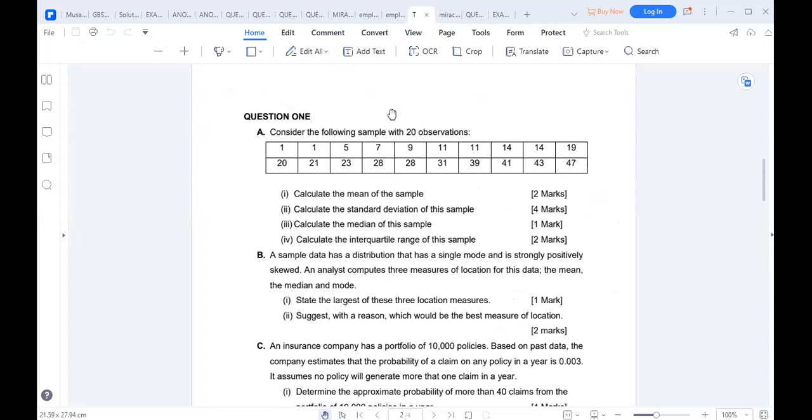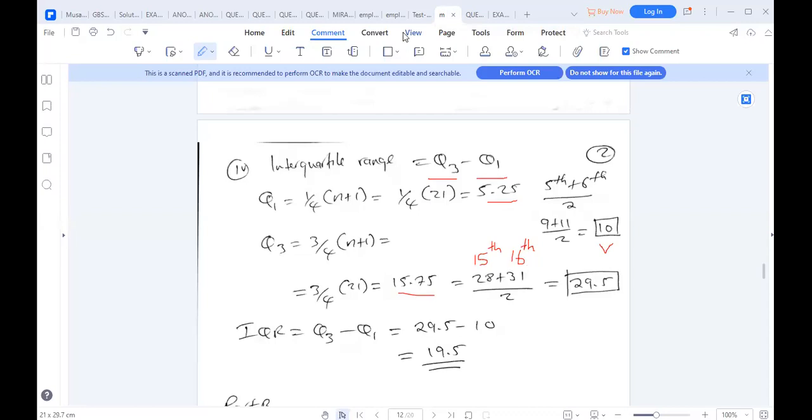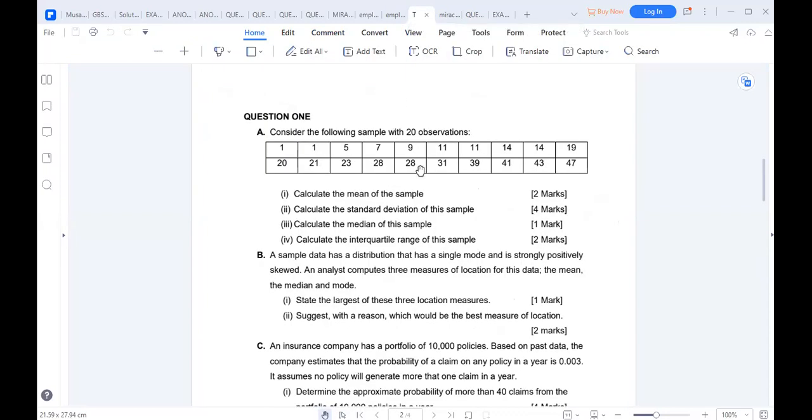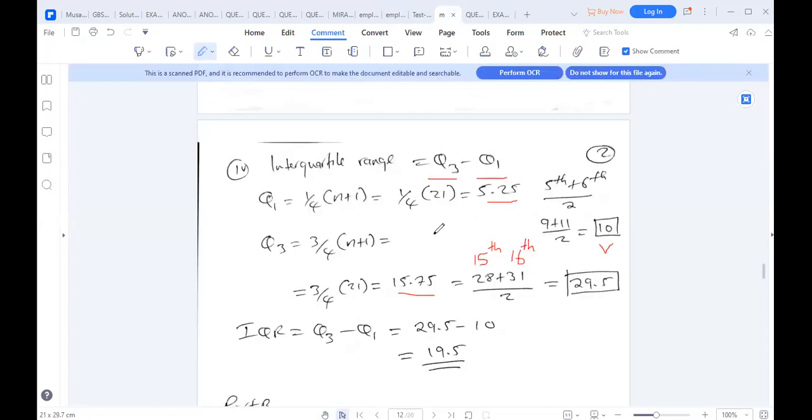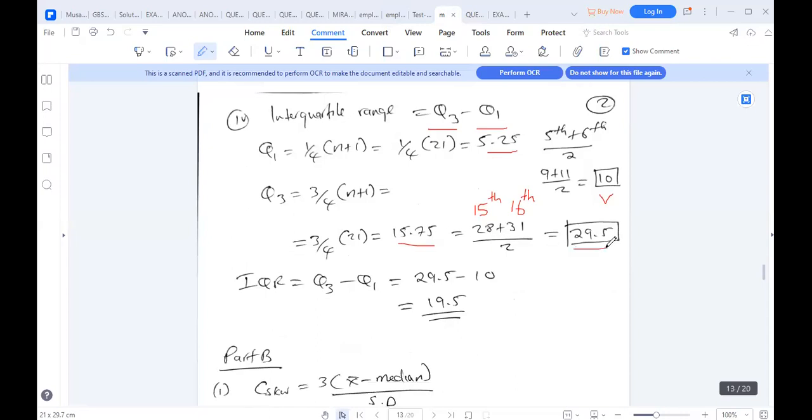So 28 and 31, this is where it's coming from. Together, that's how we found 29.5. Then to find the interquartile range, we subtract the lower quartile from the upper quartile. So 29.5 minus 10 will give us 19.5. Any questions so far? Are we moving together? Right, we are clear. I'm clear.